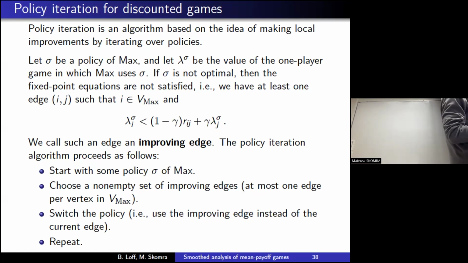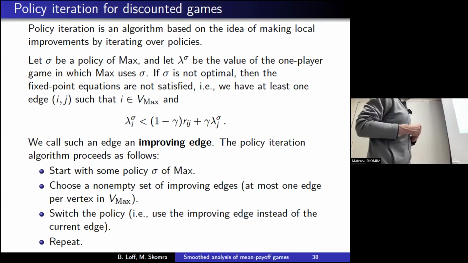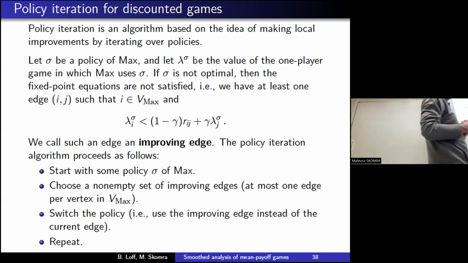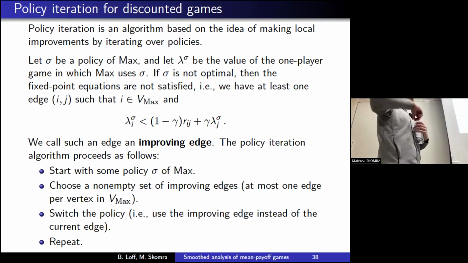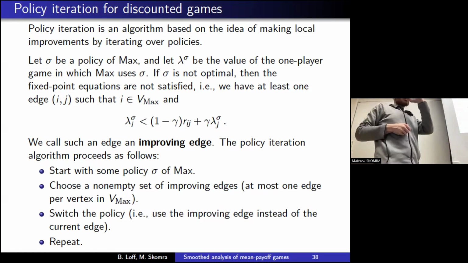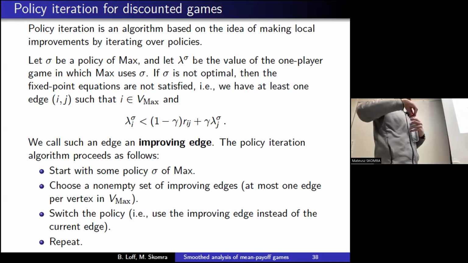Lambda to the sigma is the value for a one-player game where max uses sigma. So min has a response. It computes the best value for the min player given the strategy. Now, if sigma were an optimal strategy, then the min player will do better, so the strategy would obey these equations.